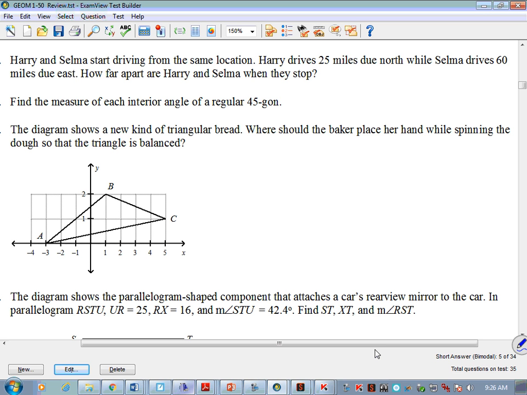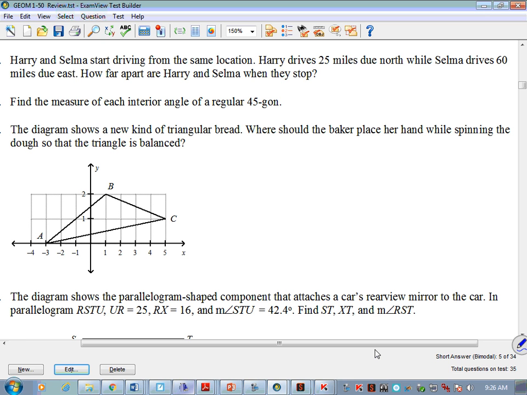Let's see. Harry and Selma start driving from the same location. Harry drives 25 miles due north, while Selma drives 60 miles due east. Due north and due east. What we're looking for is direct cardinal direction. So let's say that you're in Kansas or Illinois. This is pretty easy to do, right? Because it's all flat. There's no hills, right? And everything pretty much runs east and west, north and south, all right?